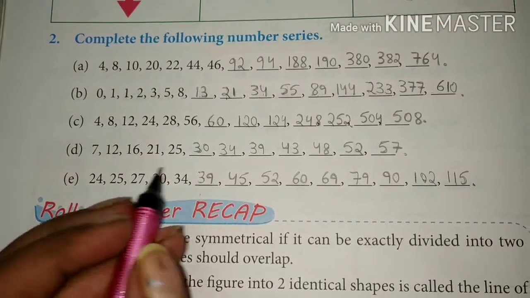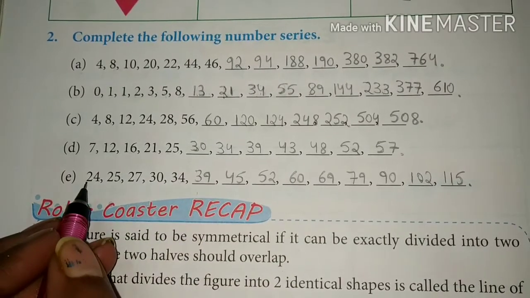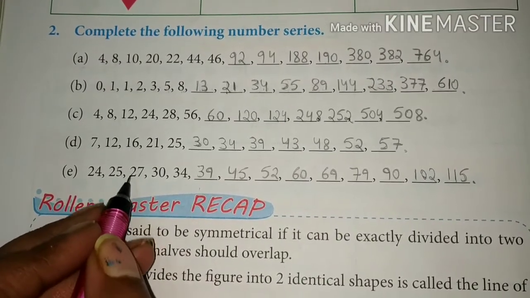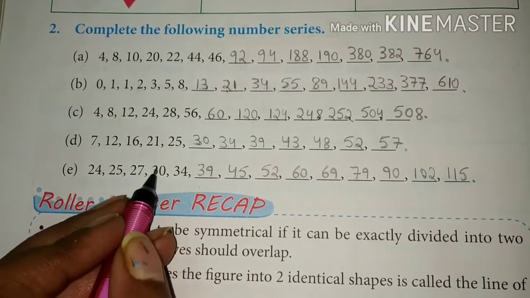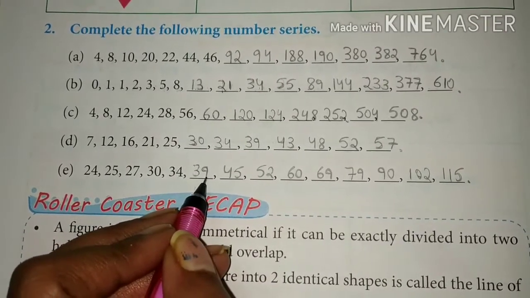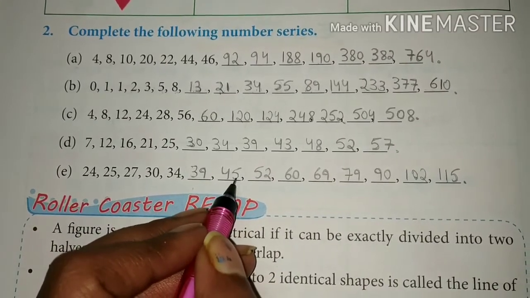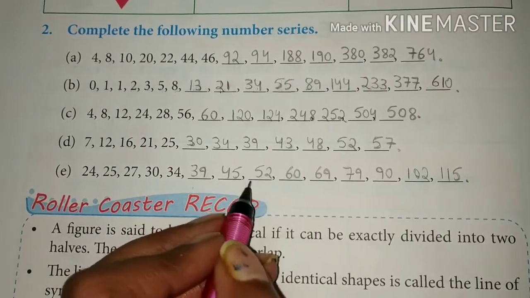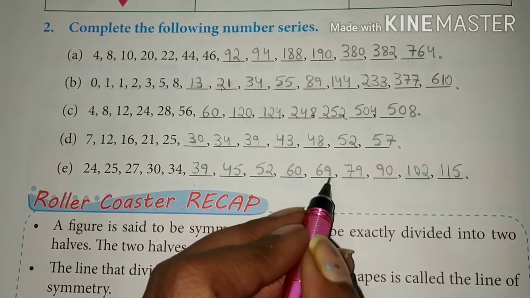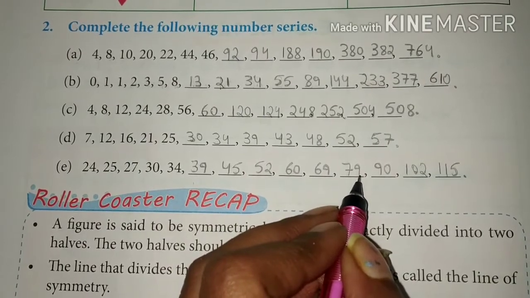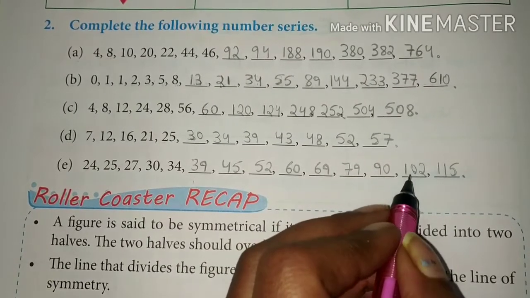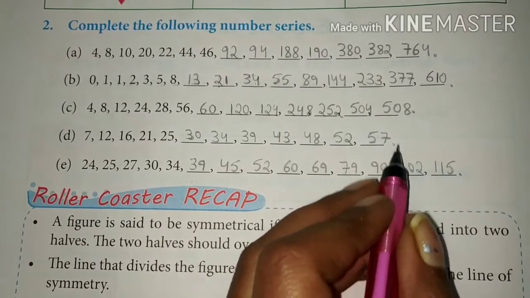So, 24 plus 1 is 25. 25 plus 2 is 27. 27 plus 3 is 30. 30 plus 4 is 34. 34 plus 5 is 39. 39 plus 6 is 45. 45 plus 7 is 52. 52 plus 8 is 60. 60 plus 9 is 69. 69 plus 10 is 79. 79 plus 11 is 90. 90 plus 12 is 102. 102 plus 13 is 115.